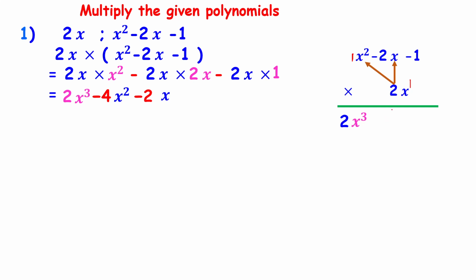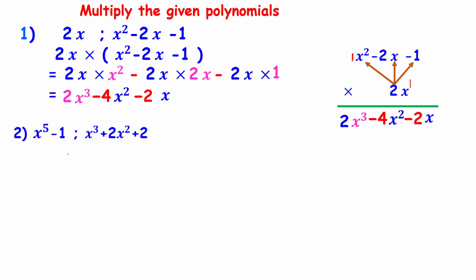We multiply 2x to the second term negative 2x. First we take the multiplication of their coefficients. 2 into negative 2 means negative 4 and x into x is nothing but x square. Now we multiply 2x to the last term negative 1. 2 into negative 1 means negative 2 and the variable x as it is.